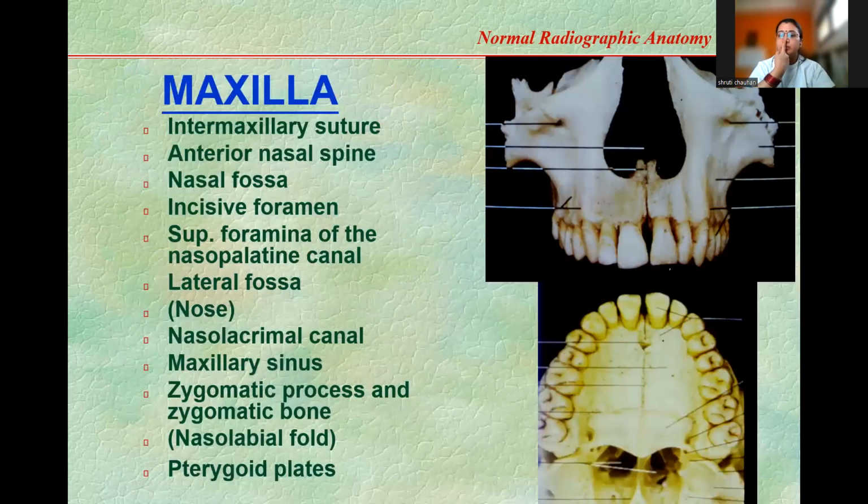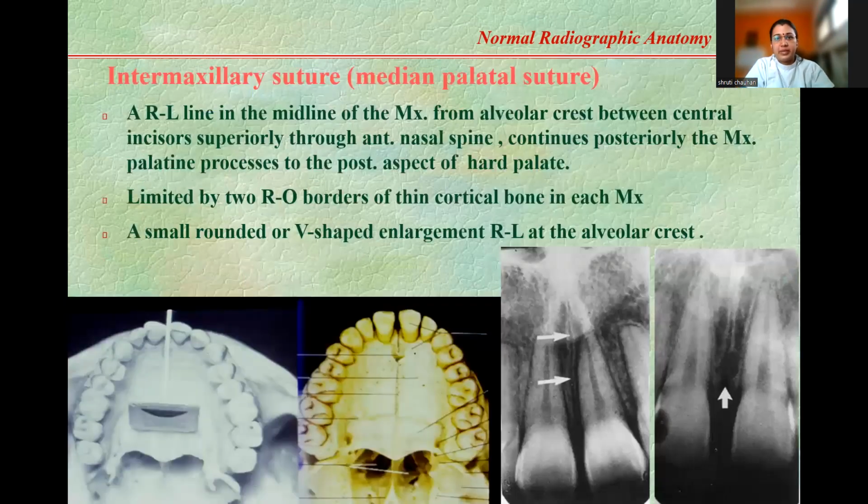Intermaxillary suture, anterior nasal spine, nasal fossa, incisor foramen, superior foramen of the nasopalatine canal, then the lateral fossa, the nasolacrimal canal, maxillary sinus, zygomatic process, zygomatic bone, the nasolabial fold, and the pterygoid plates. Done? Okay, great.